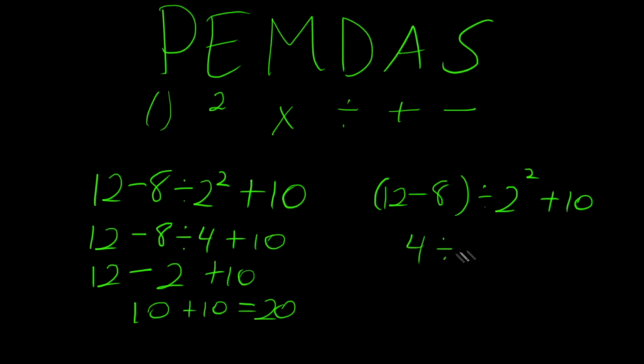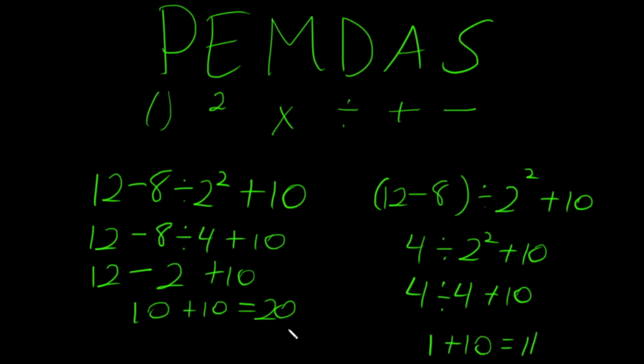We still have division and then 2 squared plus 10. So we have division, exponents, and addition. Looking at PEMDAS, there's no parentheses, but we do have an exponent, the E, so we need to do that next. 2 squared, our exponent, gives us 4, and then plus 10. Now we just have division and addition. Division comes first, D before the A. 4 divided by 4 is 1, plus the 10, and we get 11. Very different than our original 20.